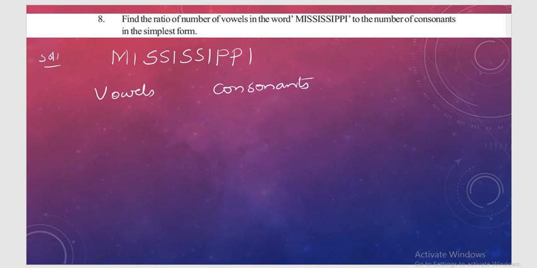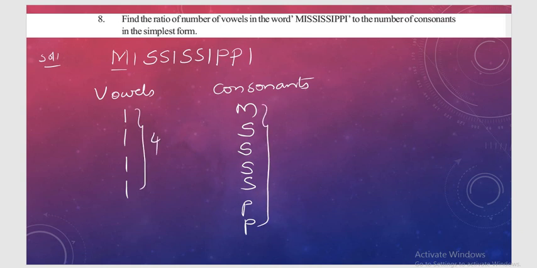First write down the vowels. M is a consonant, so write it on the consonant side. I is a vowel. S is a consonant. Next I is a vowel, S is a consonant, S is a consonant. I is a vowel, P is a consonant, P is a consonant, I is a vowel. Now count the number of vowels. Total number of vowels is 4. Next, the number of consonants: 1, 2, 3, 4, 5, 6, 7. So there are 7 consonants.